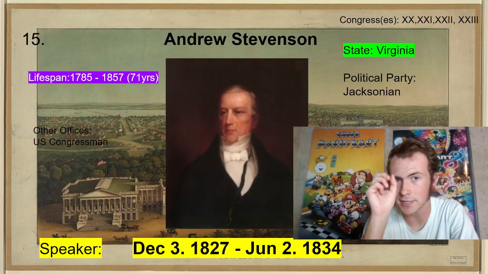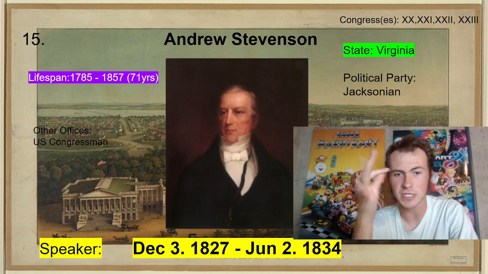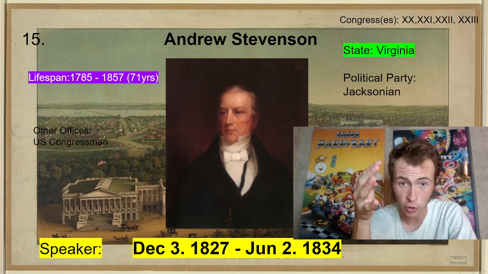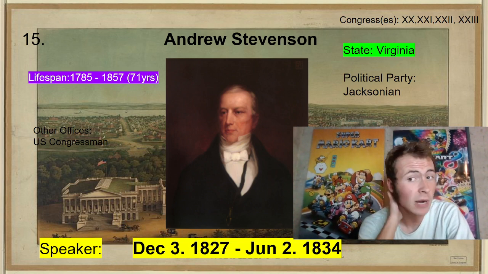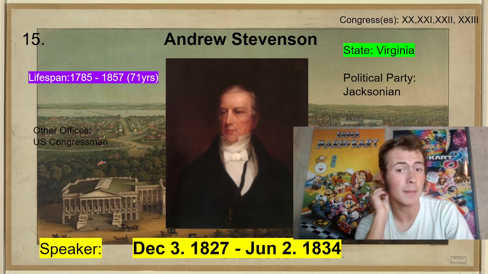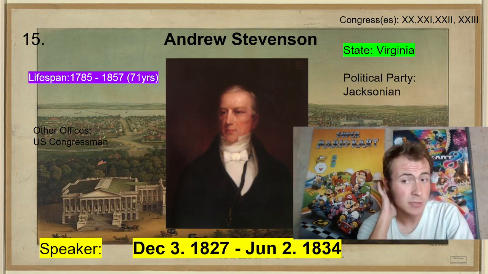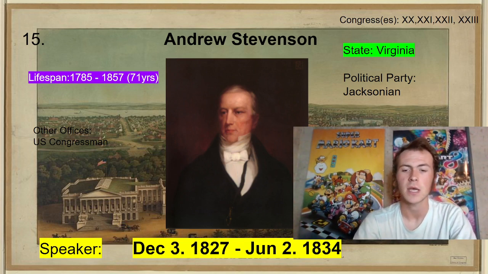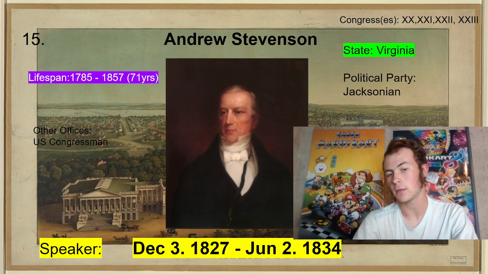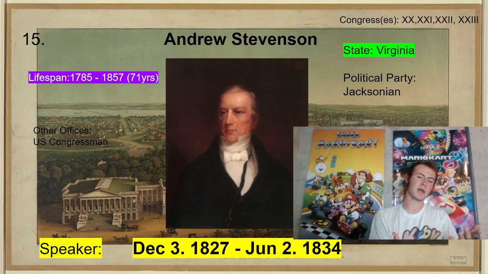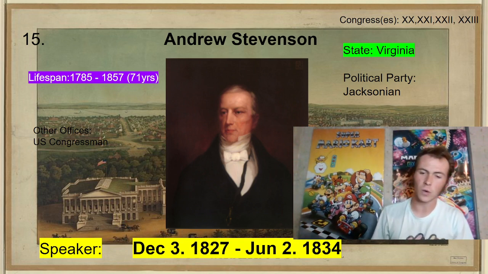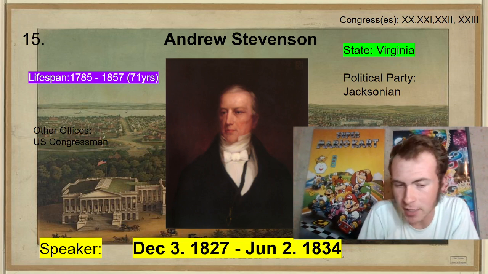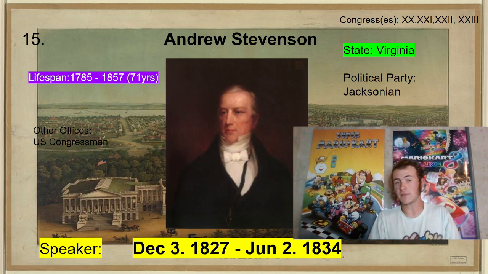Now, that's not going to stay because the 15th Speaker was Andrew Stevenson, and he presided over the 20th, 21st, 22nd, and 23rd Congresses. He was from Virginia, and being from that rural area, he was a Jacksonian, so he supported Andrew Jackson more than John Quincy Adams at this time. So he starts out, and he's Speaker from 1827 to 1834, and Adams is still president when Stevenson takes the throne.